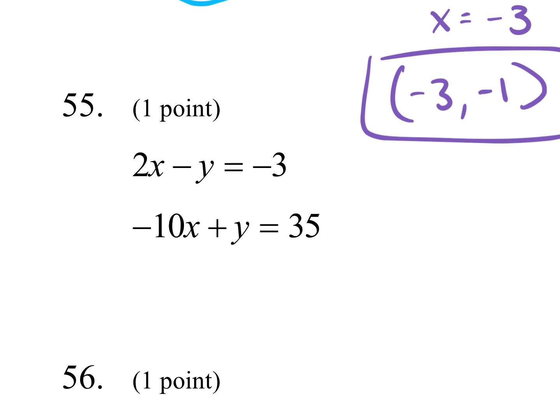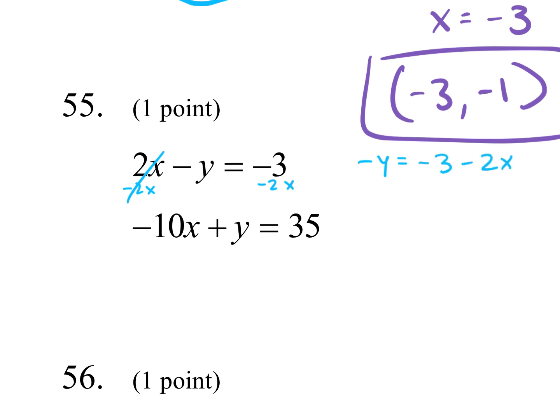I can do that if I subtract 2x from both sides, but then I have a -y, so then I would just have to divide everything by negative, which works. I would probably rather pick the second equation and just add 10x to the other side, since it's already a positive y there. But I can subtract 2x. I'll do this first. So we have -y is equal to -3 minus 2x.